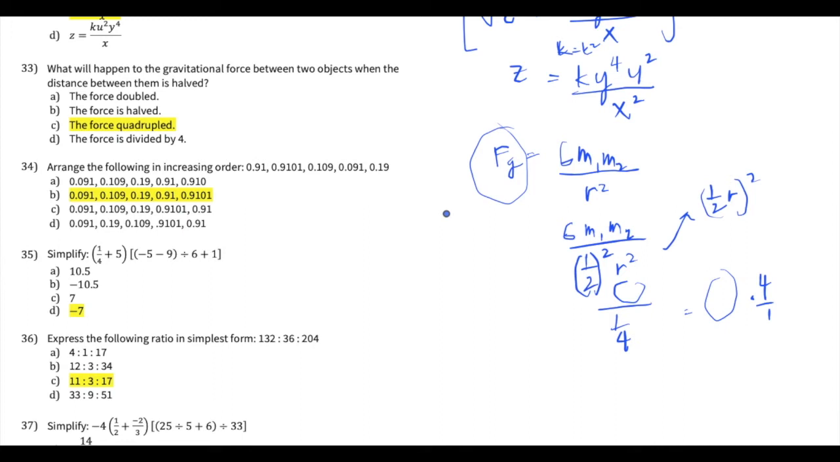Number 34. Arrange the following in increasing order. Okay, saan yung pinakamaliit dito? That would be 0.091.